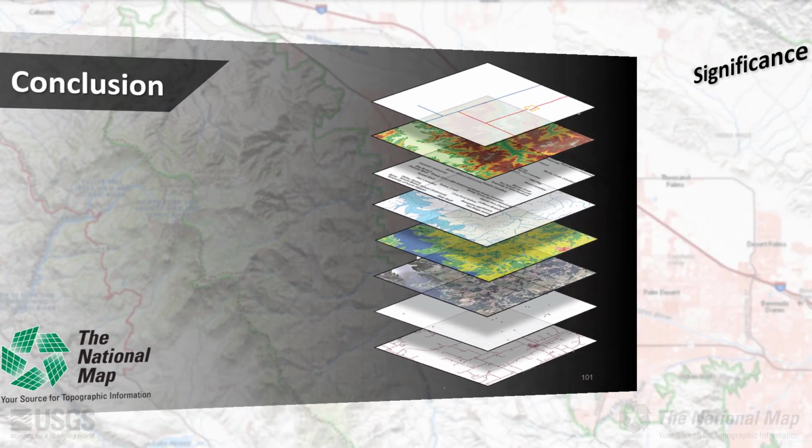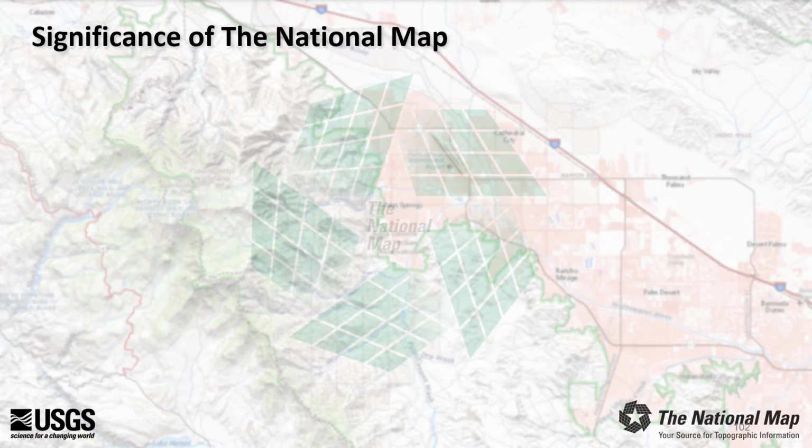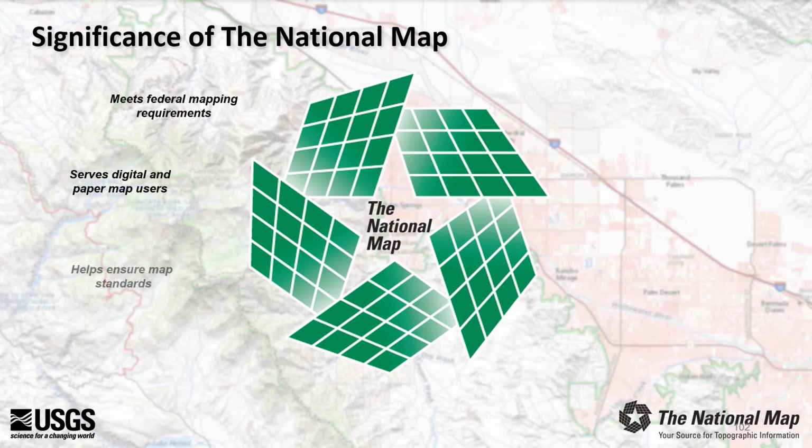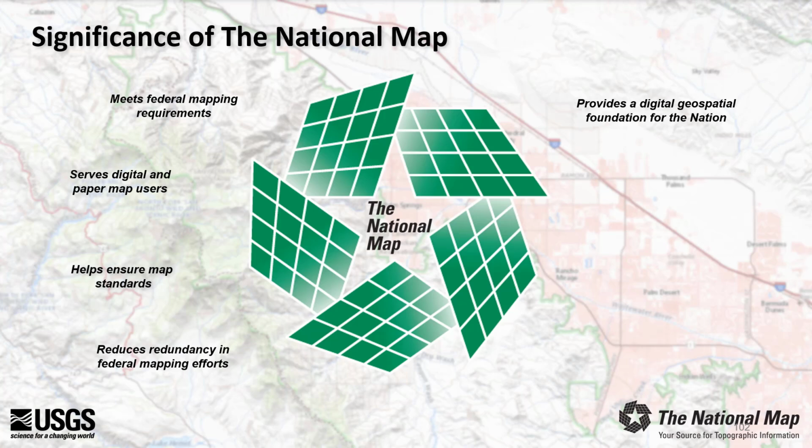Conclusion. In closing, let us briefly discuss the significance of the national map. The national map meets federal mapping requirements, serves the needs of both digital and paper map users, helps ensure standards for digital and paper maps, and reduces redundancy in federal mapping efforts. There is considerable effort within the USGS and beyond to aggregate and maintain the data layers of the national map so that it may continue to serve as the digital geospatial foundation for the nation.